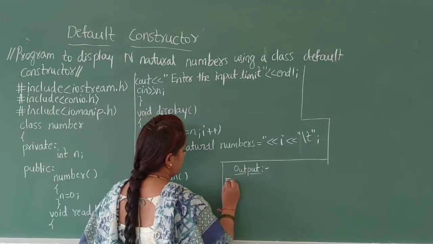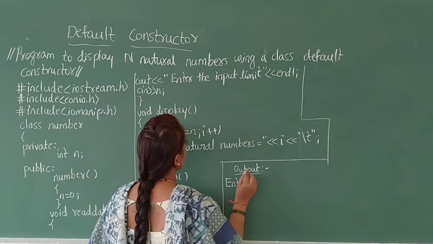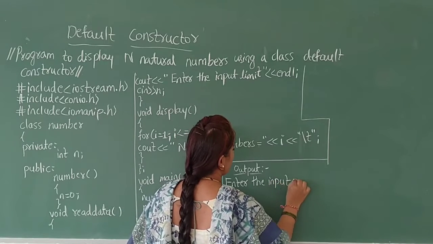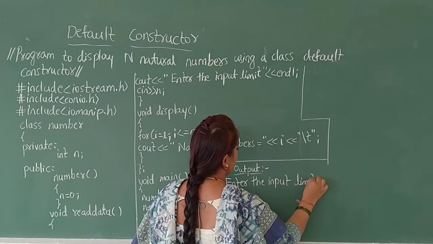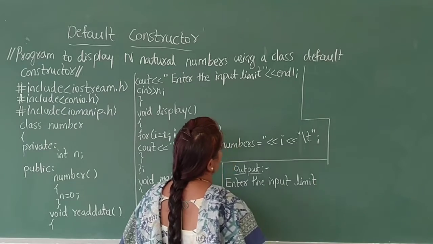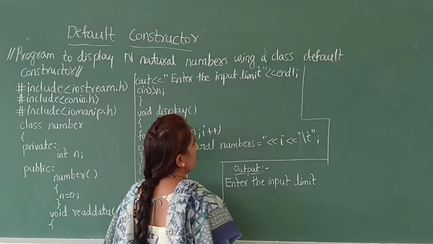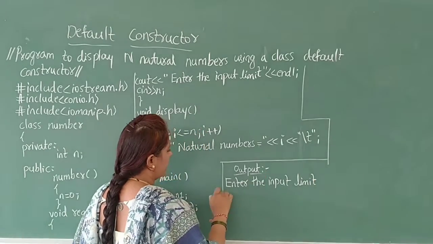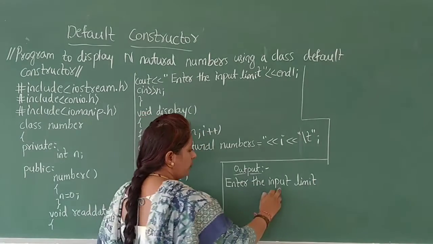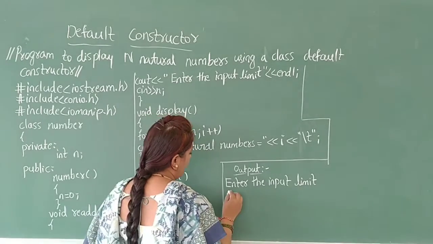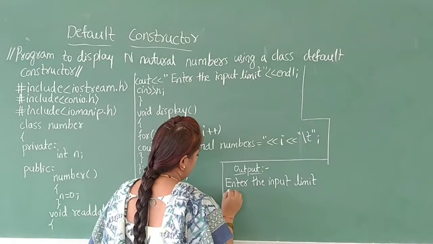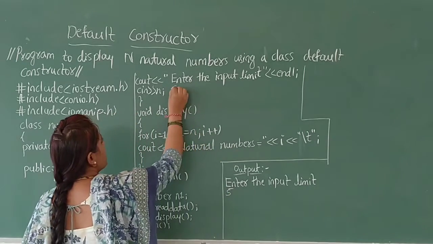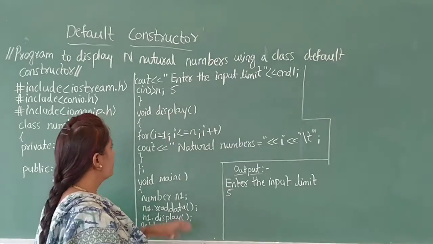Next, the executable statement: it has "enter the input limit". First it executes the statement "enter the input limit". Then the manipulator endl is used, so the control goes to the next line. Then it accepts the input. Suppose you give the input limit value 5, then n value is written as 5.